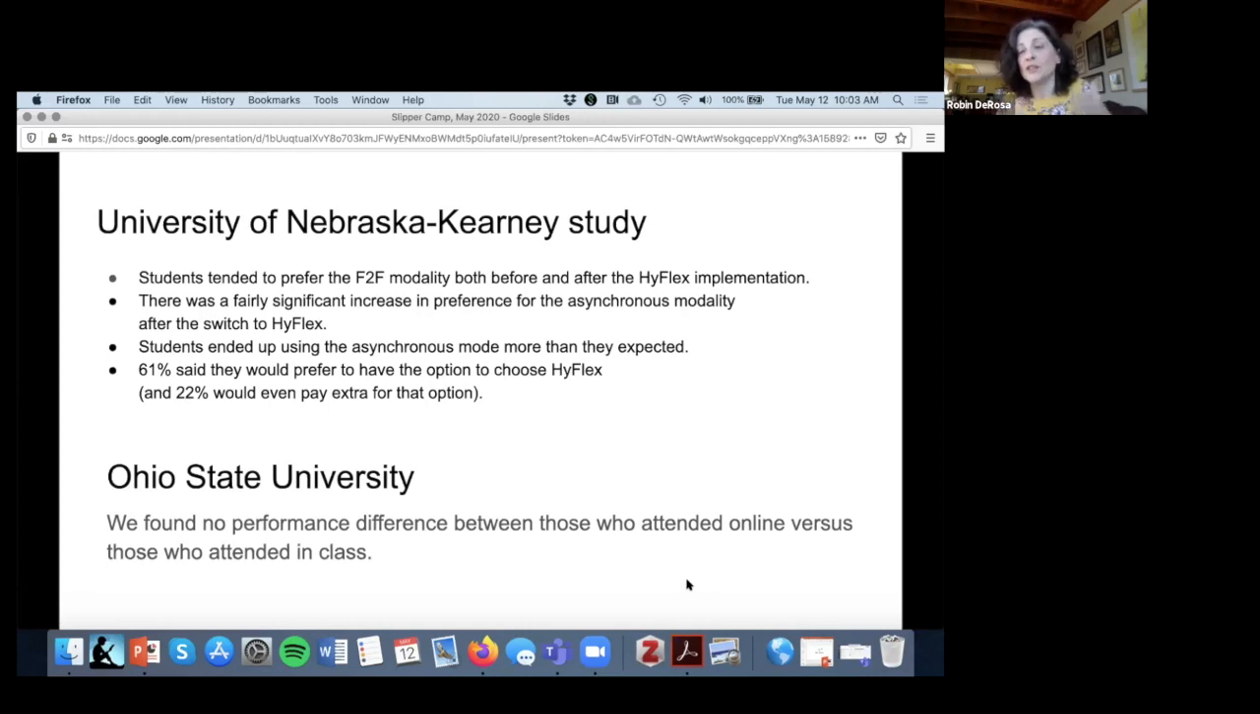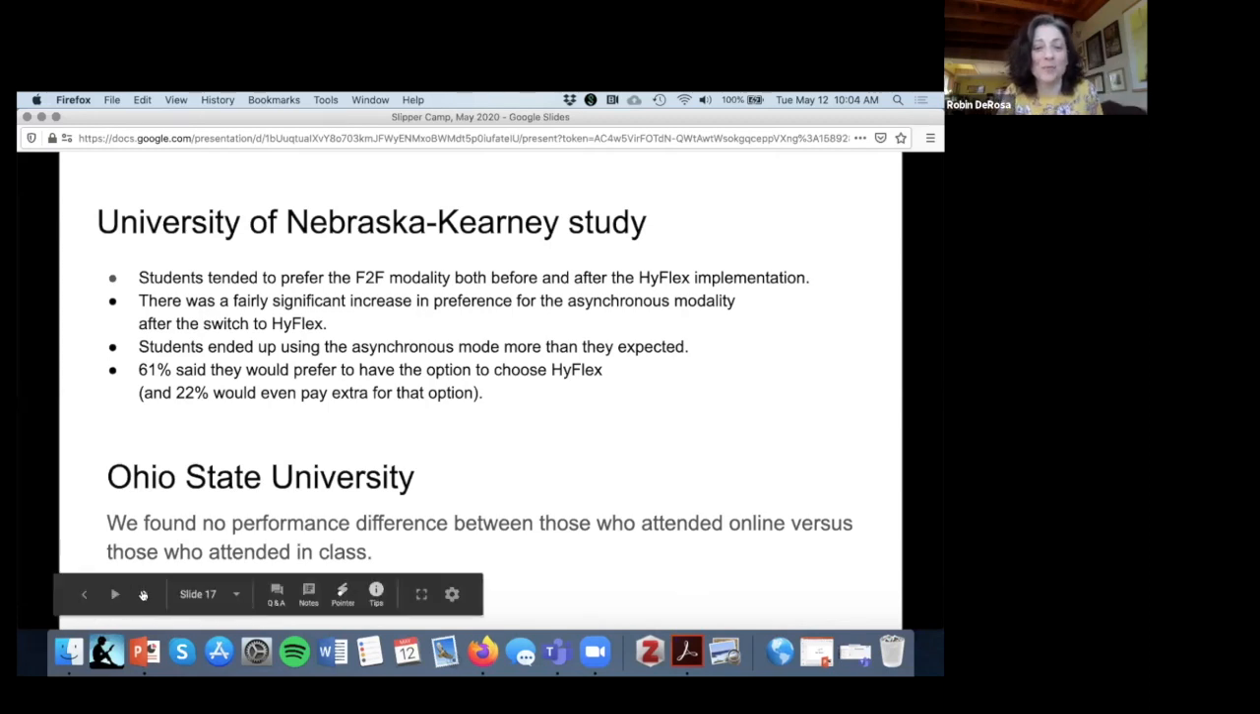Ohio State also did a larger HyFlex study where they found no difference in their learning outcomes and performance metrics between those who attended online and those who attended in class. I find that kind of useless because I think it probably just depends on how well you do this, right? So if you do a crappy job with the online portions, for example, you're going to see not good results. So that's maybe more about the teaching than anything else.